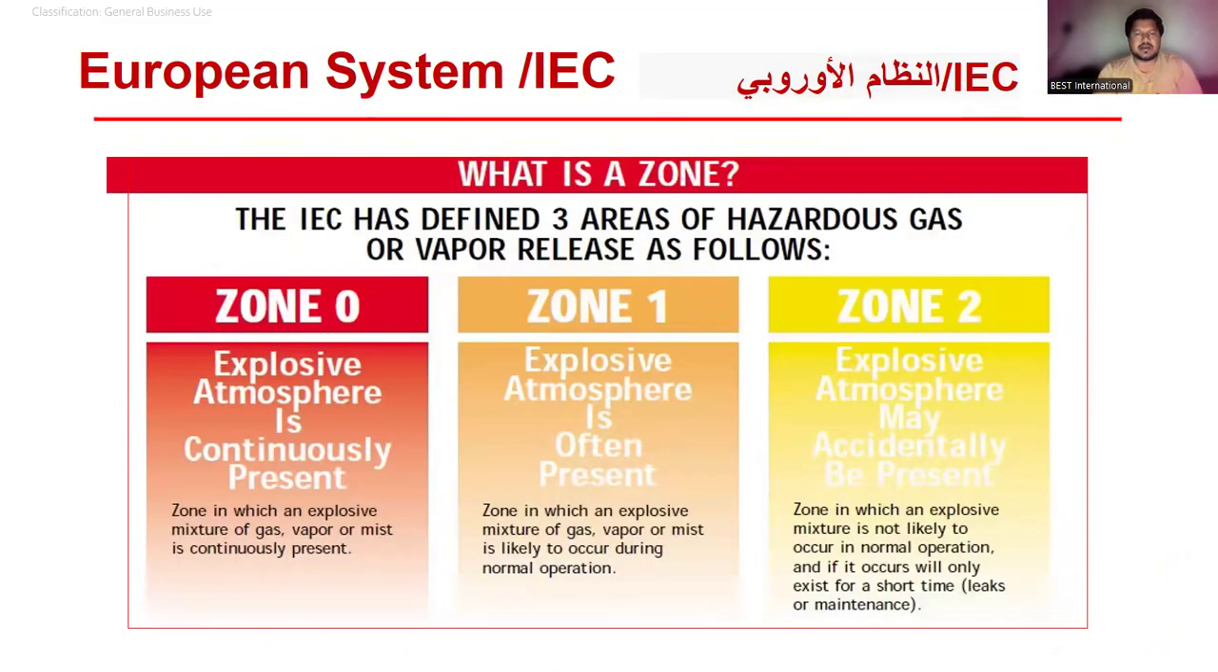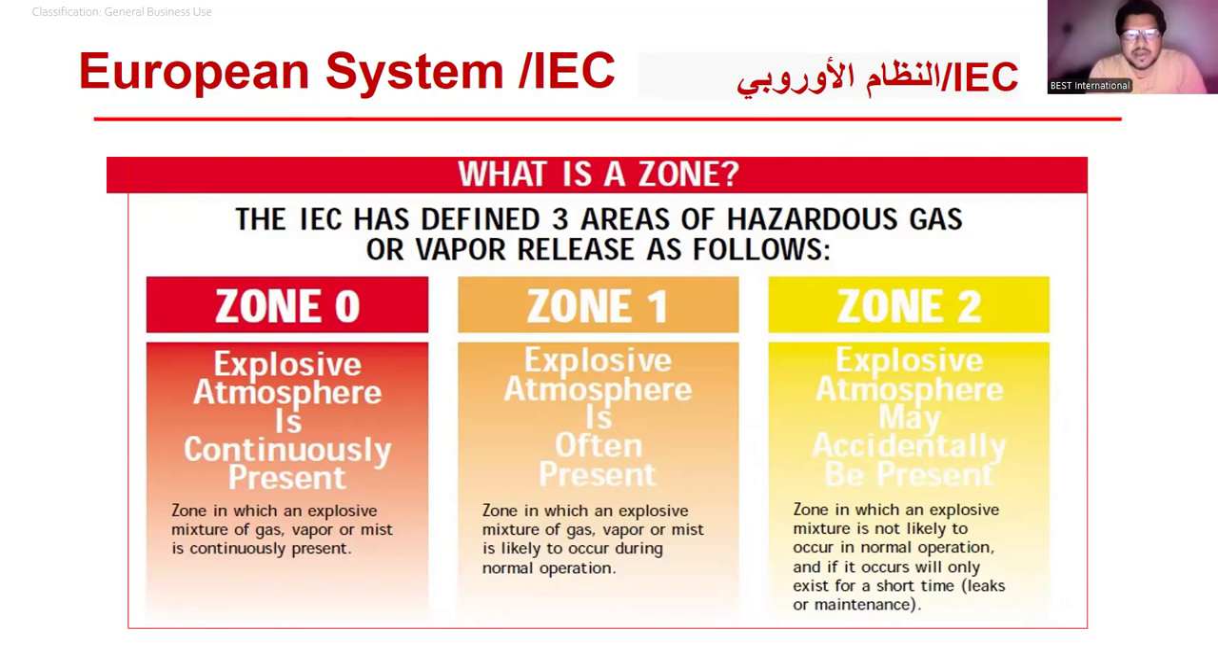Same way, take an example. What is a zone? The IEC has defined three types of hazardous areas, like gas vapors, release or flows, explosive atmosphere continuously present. So an important phrase you need to remember: any explosive atmosphere continuously present, always zone 0. Okay, where an explosive mixture of gas, vapor or mist is continuously present, that's zone 0.